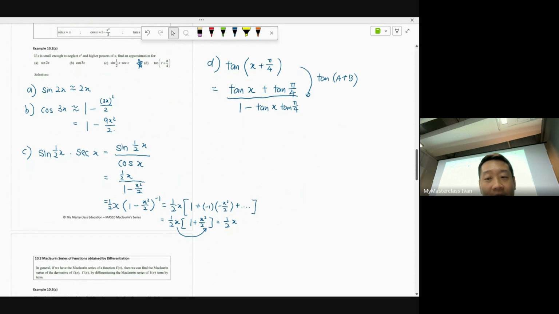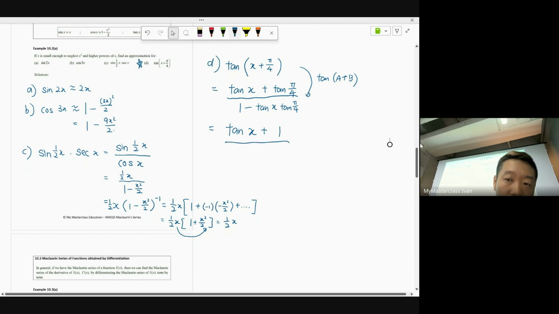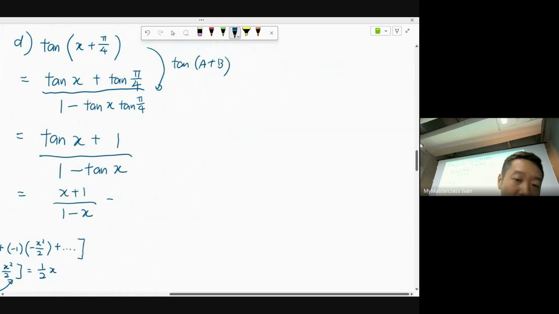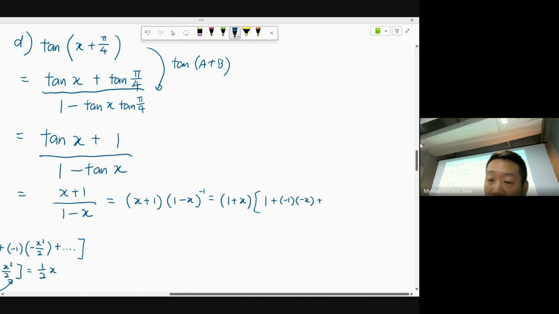Ying Xuan, key in tangent pi over 4 in your calculator and tell me what it equals to. Okay, so what is the small angle approximation for tangent? It's x, right? Okay, Ken, is this the answer? No. Why? Because they always want it in terms of a polynomial. So how to make this become a polynomial? Yes, Jonathan, you say no. So what is the next step? Do the binomial, yes. I always like to change this to 1 plus x. For x cubed, you probably still need the x squared.